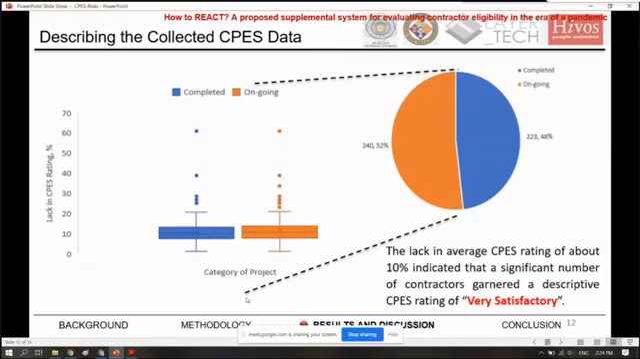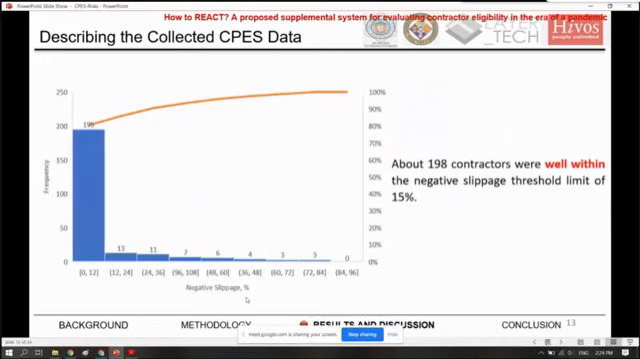And the graph on your screen shows that 52% of the contracts or the projects in the database are still ongoing, and 48% are completed projects. So these are now the results. We can see in the graph that about 190 contractors are well within the negative slippage threshold limit of 15%. Our law allows 15% negative slippage, and the good news is that 198 contractors still fall within that particular threshold limit.